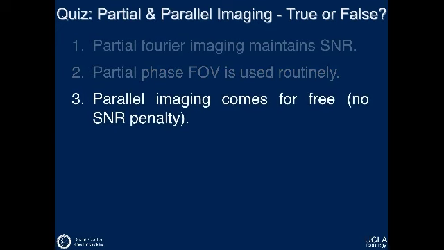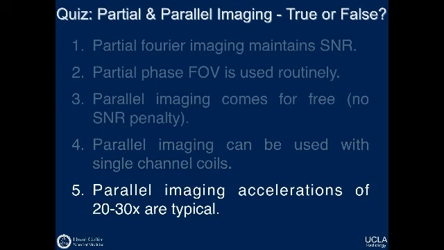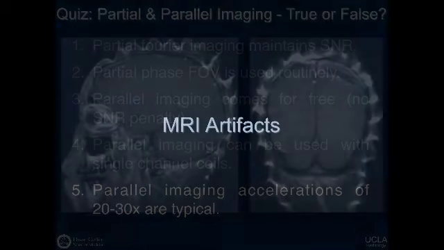It depends on the underlying anatomy, but that's a very common approach. Parallel imaging comes for free, no SNR penalty. False, right? Everything has an SNR penalty, unfortunately. Parallel imaging can be used with single channel coils. False, right? That was one of the key ingredients, you had to have multiple channels. And then parallel imaging accelerations of 20 to 30 fold are typical. Do we go 20 to 30 times faster? No, like 2 or 3 times faster, right? So it would be nice, but it doesn't bear out.